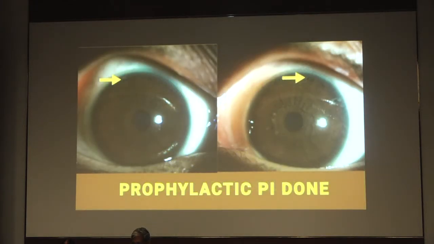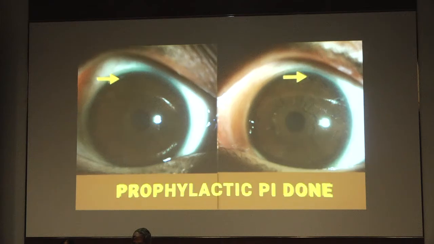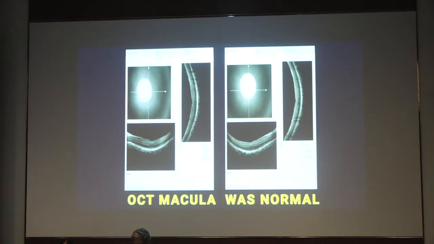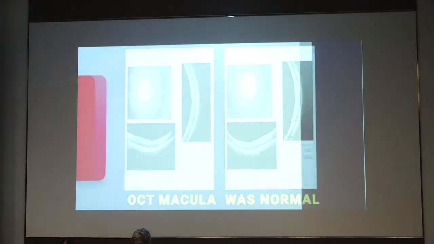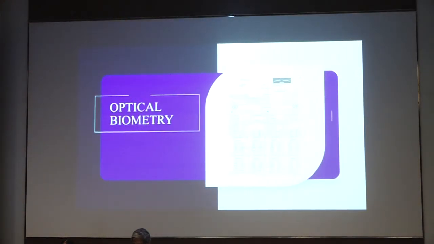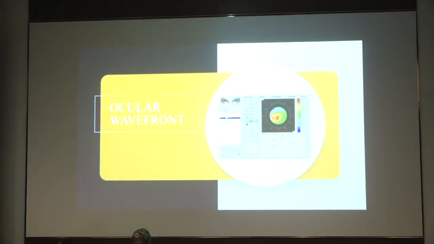She underwent a prophylactic YAG-PI in both eyes. Her dilated fundus examination revealed heaped up optic nerve head and retinal vessel tortuosity with an attached retina in both eyes. OCT macula was normal in both eyes. A detailed imaging was performed on tomography, optical biometry, and a corneal wavefront and an ocular wavefront analysis was done.